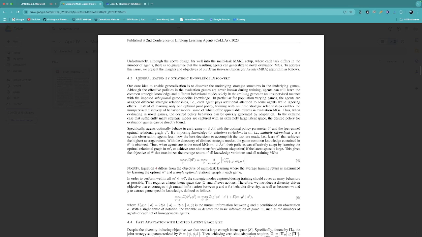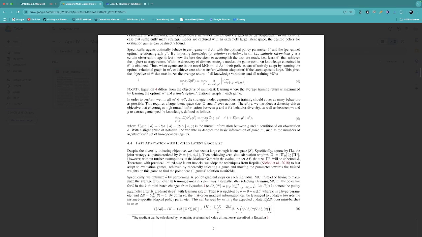Instead of learning only one optimal joint policy, which we did in the previous example, training with multiple strategic relationships enables the unsupervised discovery of behavior modes, some of which offer appreciable returns in evaluation Markov games. Thus, when evaluating in novel games, the desired policy behaviors can be quickly generated by adaptation. In the extreme cases that sufficiently many strategic modes are captured, with an extremely large latent space, the desired policy for evaluation games can be directly found.